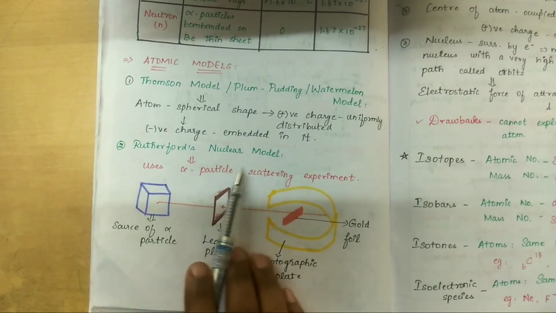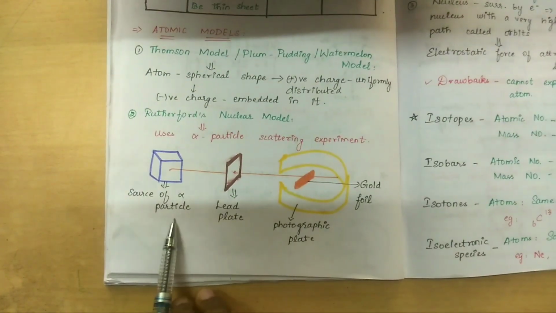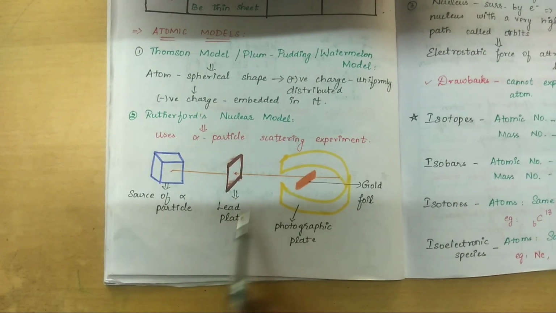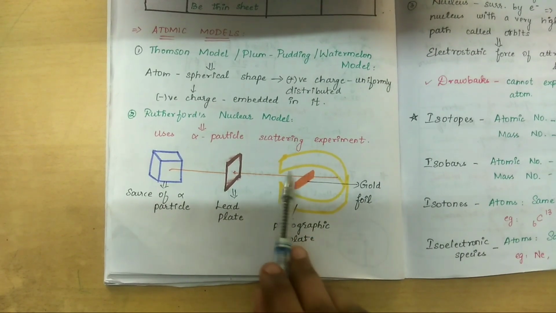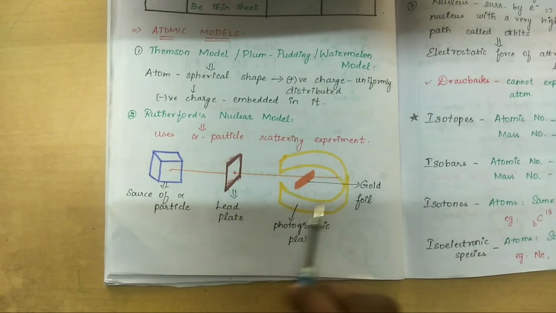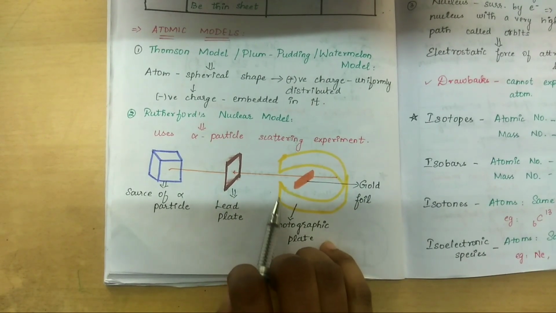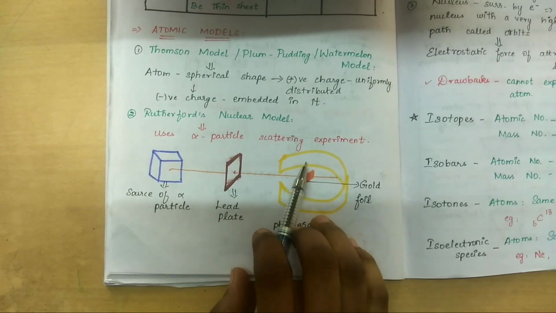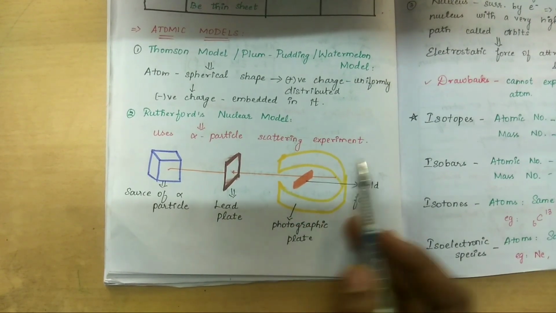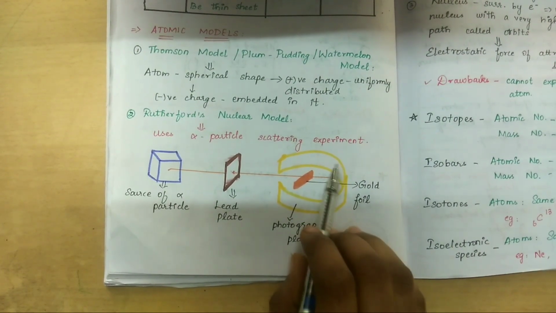Then Rutherford's nuclear model. It uses the alpha particle scattering experiment, in which the experimental setup is as follows. This is the source of alpha particles, this is the lead plate, here we have the photographic plate, and this is the gold foil. The photographic plate has a covering of fluorescent material. Whenever alpha particles hit here, it gives a flash of light, so we can conclude that the alpha particle has struck here.